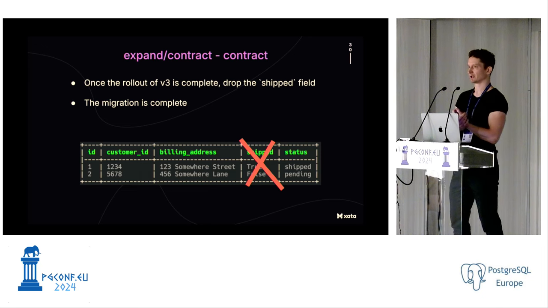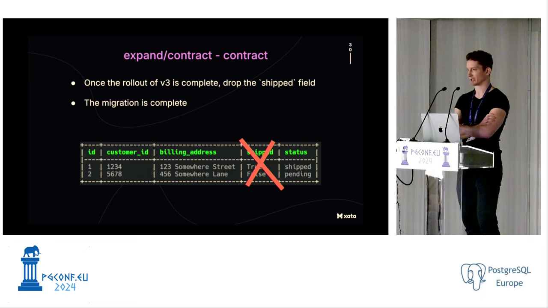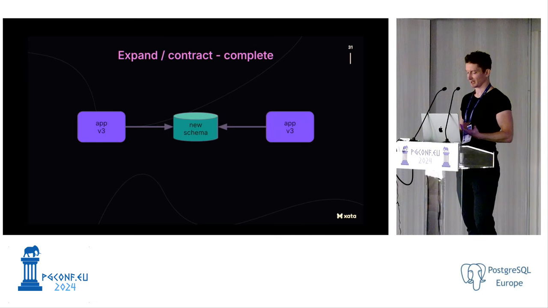Again, we have to wait for the old V2 instances to stop running so that we can be sure there's nothing using the old shipped field. And at that point, we can run another schema migration to remove the shipped field. So the end state is we have our desired application just using that new enum valued field. And there's nothing that's attempting to use the old one.